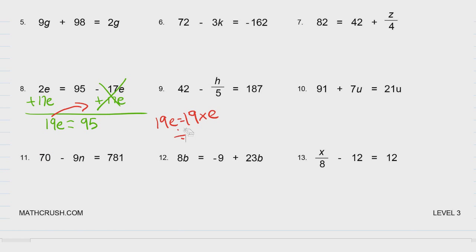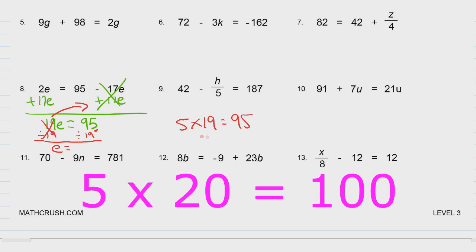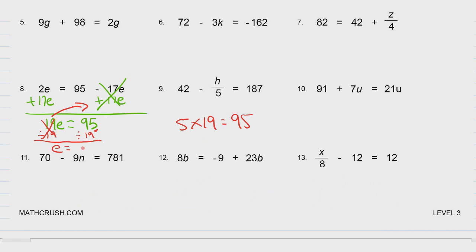I don't think I have to talk about this anymore. You should know it by now. I think I said it enough times. So we're going to divide both sides by 19. The 19s get canceled out. So you're left with e on this side equals 95 divided by 19. Well, since this ends in a 5, my guess is it's going to be 5 times 19 equals 95, which it does. 5 times 9 is 45, carry the 4. 5 times 1 is 5, plus 4 is 9. So 95 divided by 19 is 5.